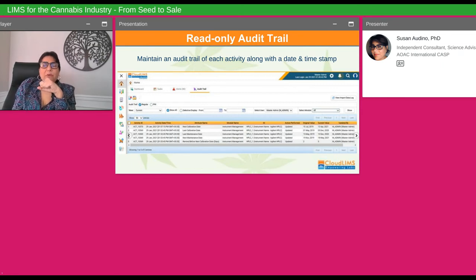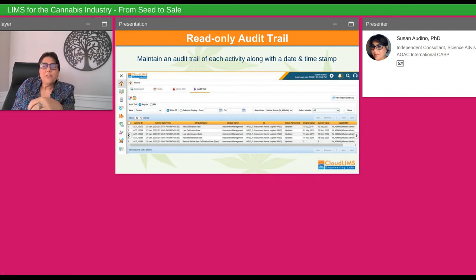We also have a read-only audit trail. So this becomes incredibly important with ISO 17025 and even beyond that, for the overall defensibility of the lab. We want things to be auditable. We want things to be defensible. We want to know what's going on when changes are made to the LIMS, to our specification limits, when we're updating stuff. We need to maintain an audit trail of that.